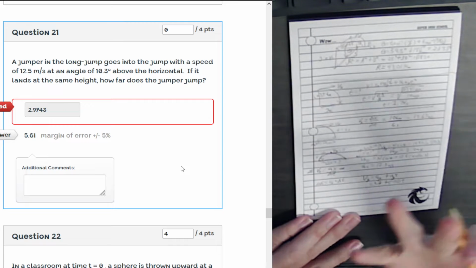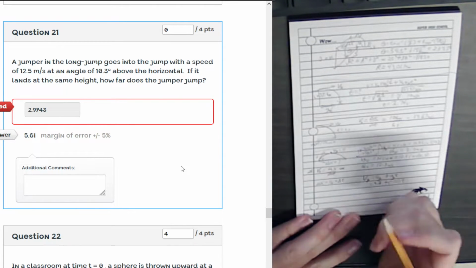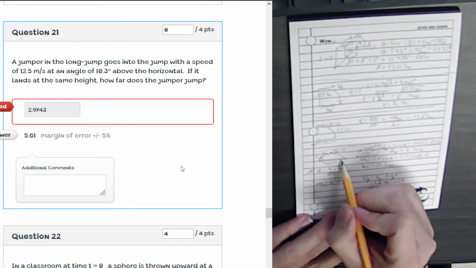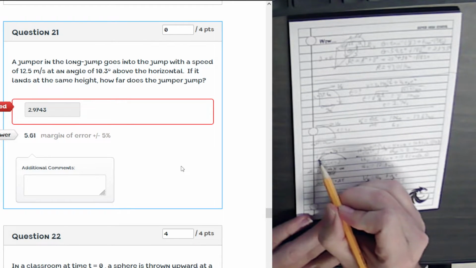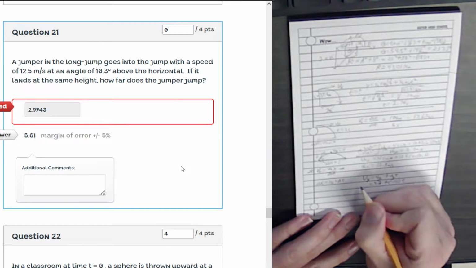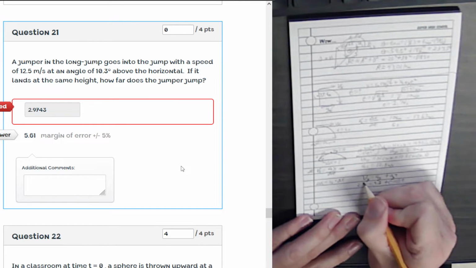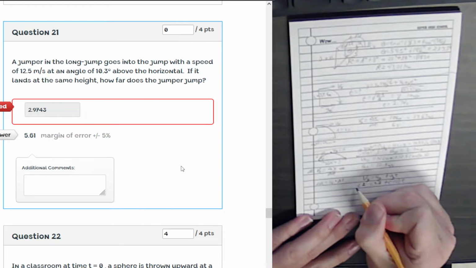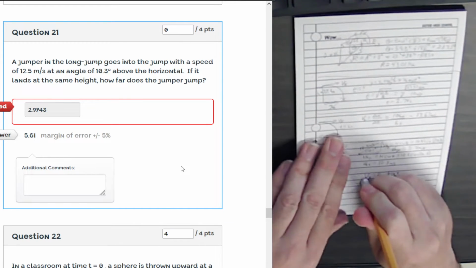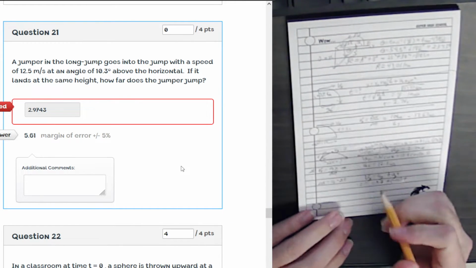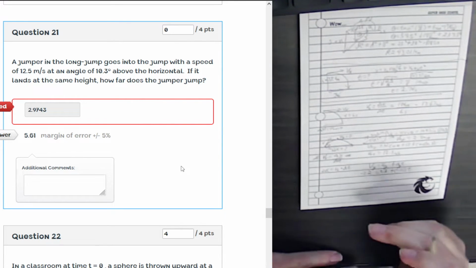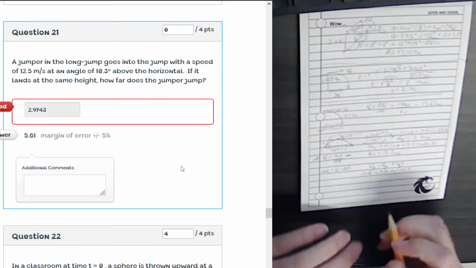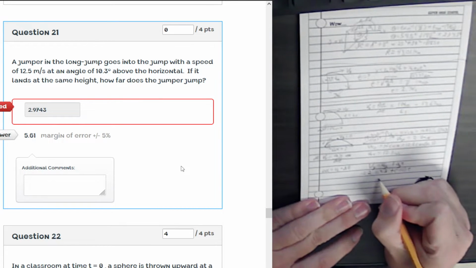Well, we could go find it from our third equation, but since this is a parabola and it's symmetrical, what goes up must come down. Since it's landing at the same height here and here, we know that the final velocity would be the same as the initial, but negative. It's the same speed because it's at the same height, but it's a negative velocity because it's going the opposite direction. So now I have enough information to solve.